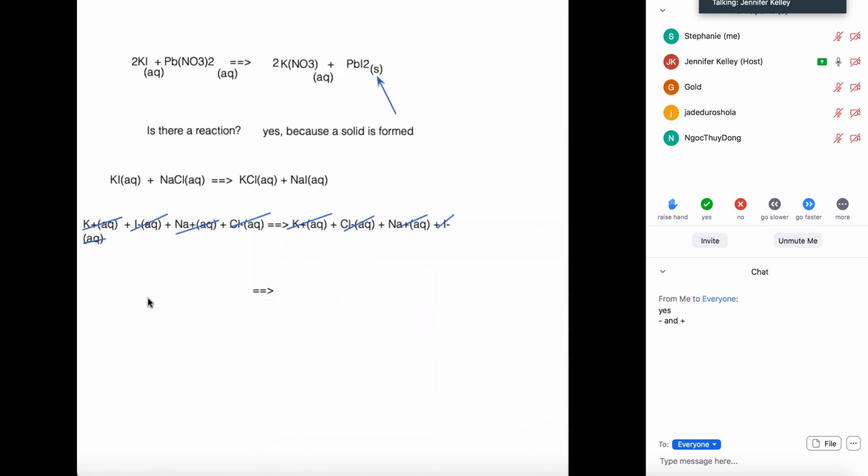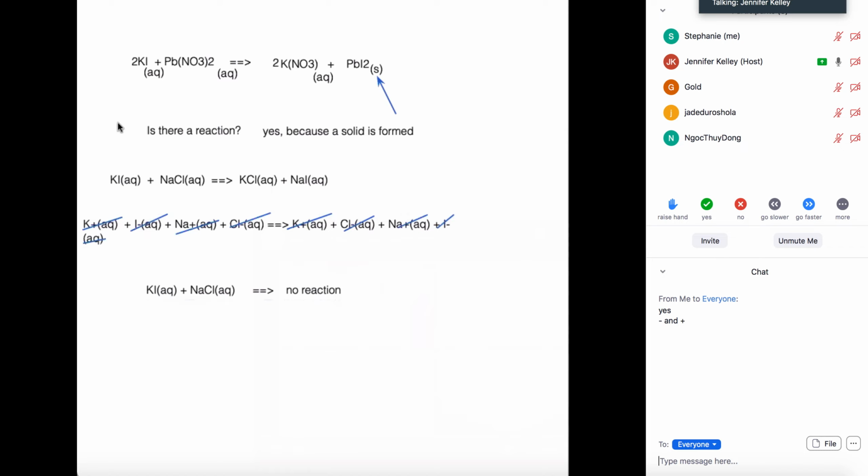A lot of times what people will do when they write the equation out, they might do something like this: KI aqueous plus NaCl aqueous. And once they find out that no reaction happens, on the right-hand side, they literally just write no reaction, like that. On SmartWork, I don't know if it wants you to write no reaction or if it wants you to write out what it would have been if there was a reaction. But this is the kind of thing that would not have a reaction.